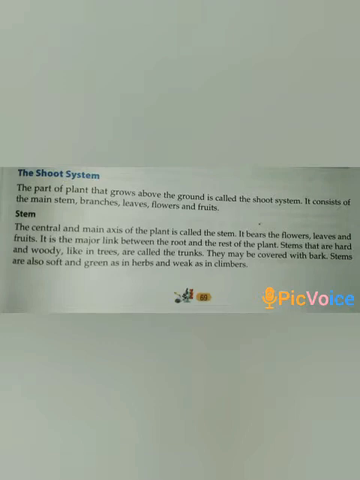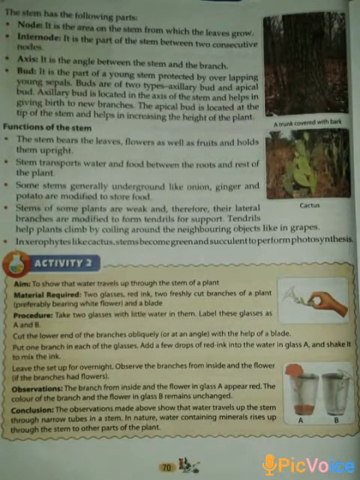Stems that are hard and woody like in trees are called the trunks. They may be covered with bark. Stems are also soft and green as in herbs and weak as in climbers. The stem has the following parts: node, internode, axis and bud. What is node? It is the area on the stem from which the leaves grow.